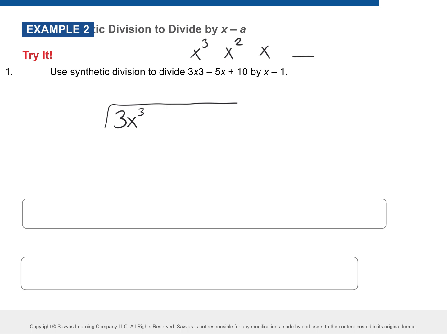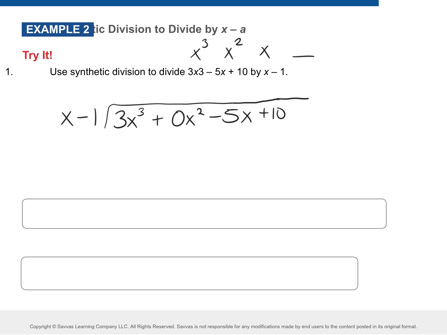Okay, do we have an x squared? No, so what do I do? 0x. Yep, plus 0x squared. Do we have an x? Yes, so I just put minus 5x. Do we have a number? Yep, 10. What goes on the outside? X minus 1.